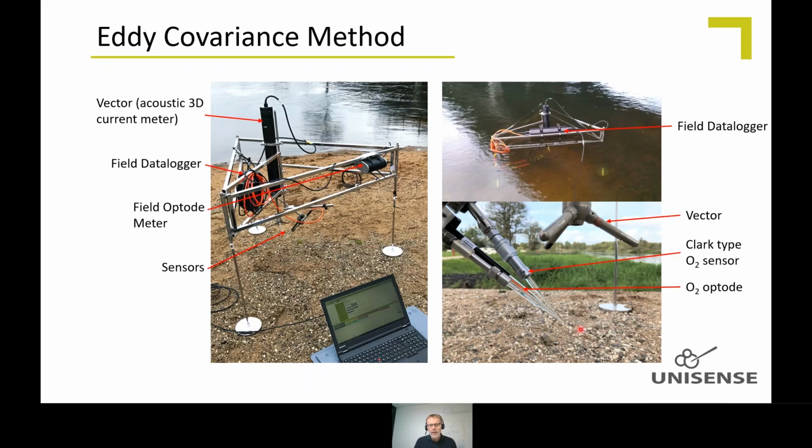It will measure the flow rate and direction, so 3D flow rates of water in a very small volume of water right in front of where the sensors are placed. In this case, we had 2 Clark type sensors and 1 optical oxygen sensor on the instrument. And then there's of course the field data logger, which again is the brain of it all. And then there was a field amplifier operating the optode here. Yeah, and that was it here, placed out in a river, so it's measuring the fluxes here.